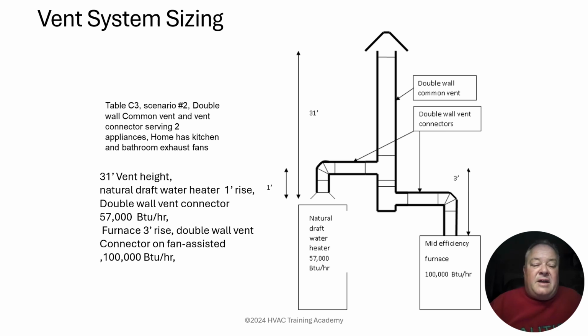The only thing we have left now is going to be the common vent. And the common vent, what we're going to do is we're going to total the BTUs from those 2 appliances. So we know we've got a 100,000 BTU furnace. We know we've got a 57,000 BTU water heater. And we know we've got a 31-foot vent height. So what we're going to do now is we're going to move to the next portion of this example.